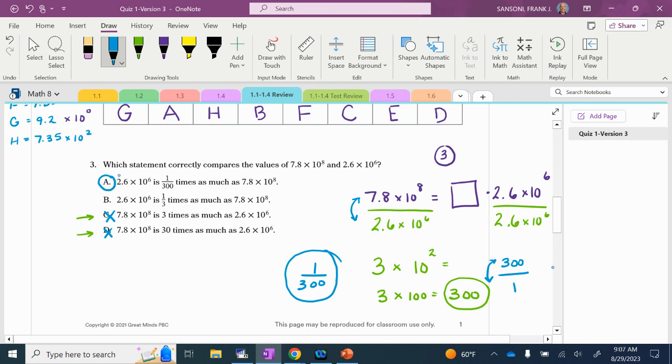And then I look at letter B just to verify, and then it says 1/3. 1/3 is clearly not the fraction that I want. I want 1/300. So my answer is A.